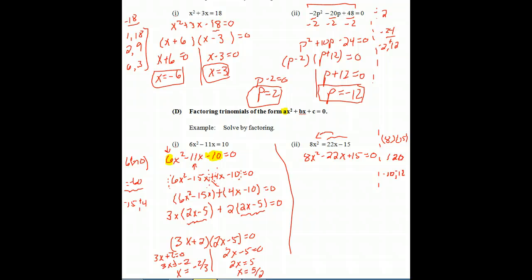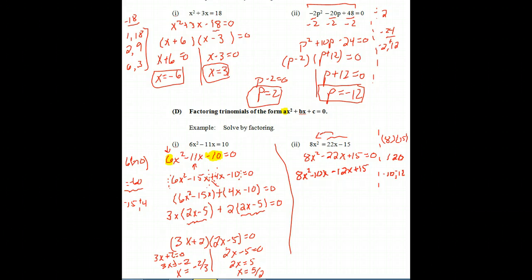Two factors of 120 that add to give you negative 22. Well, 10 times 12 gives you 120. If both were negative, they could add to give you a negative 22. So 8x squared minus 10x and subtract 12x plus 15.